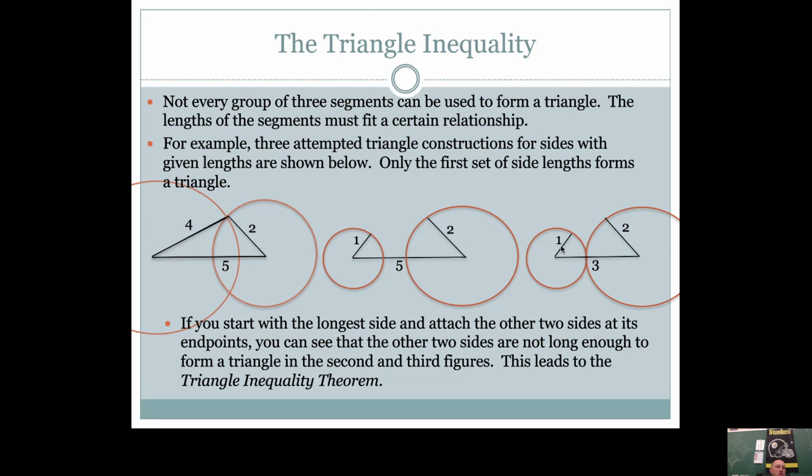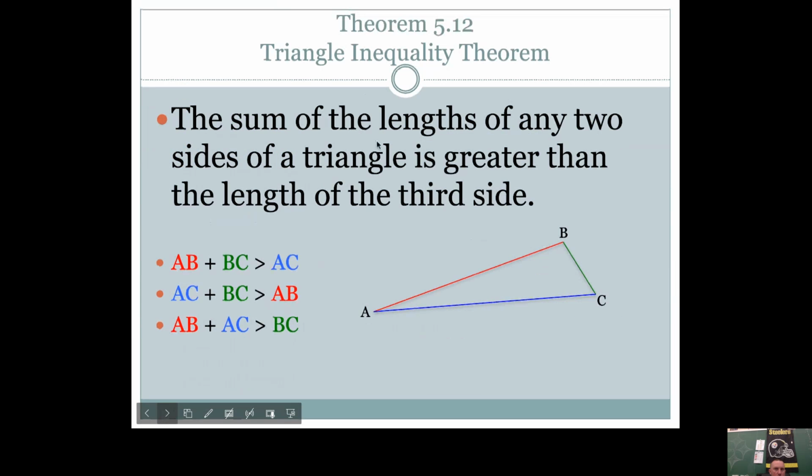Now, notice how you can't make a triangle with 1, 2, and 3 as well. They do intersect, but they'd intersect right here on this segment. So it's not going to make a triangle. It would just look like a segment. So why doesn't that work? Again, it's either this guy's too big or these guys are a little bit too short. So that's what we're looking at here.